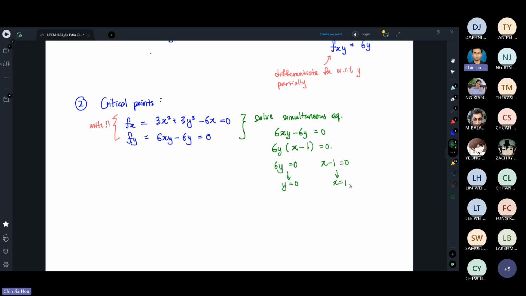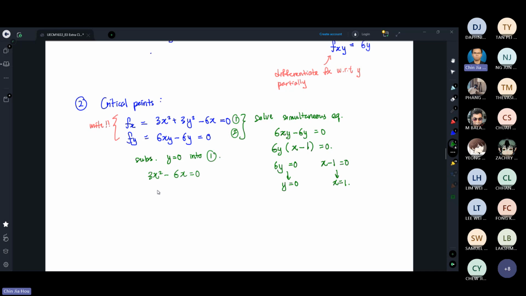Now I have y equals to 0 and x equals to 1. The next thing is I want to know what the corresponding x is for this y equals to 0, and what the corresponding y is for this x equals to 1. So I substitute y equals to 0 into the first equation. Let me write it first, second equation into 1. So I substitute it into 1, I get 3x squared minus 6x equals to 0.